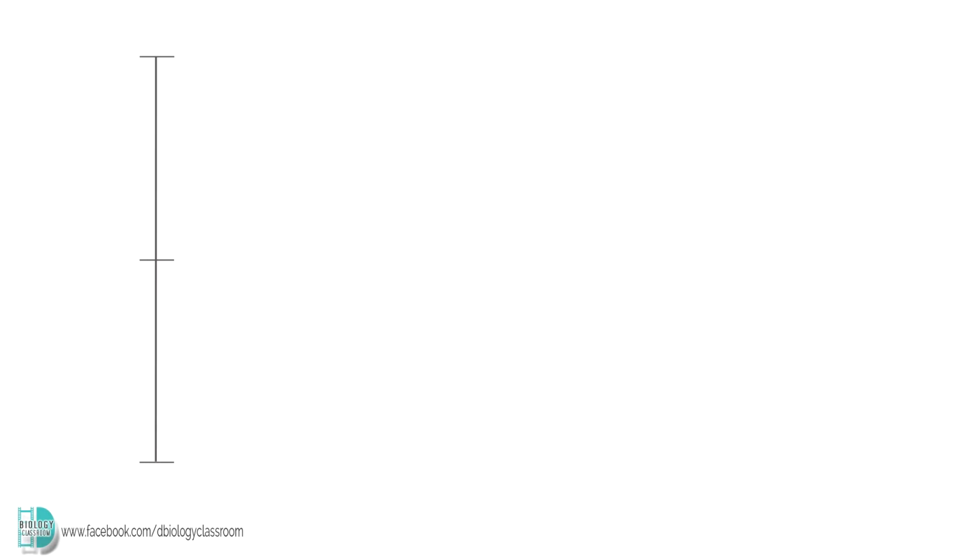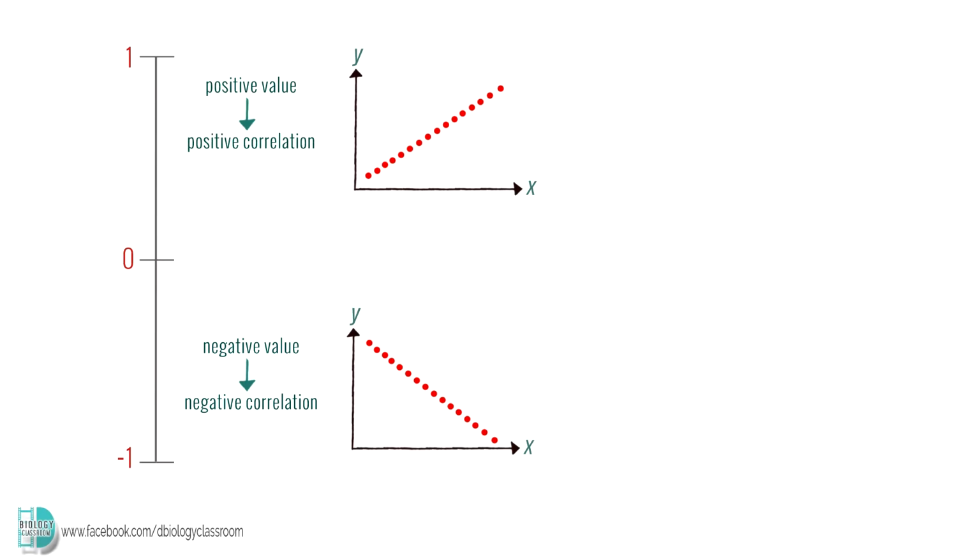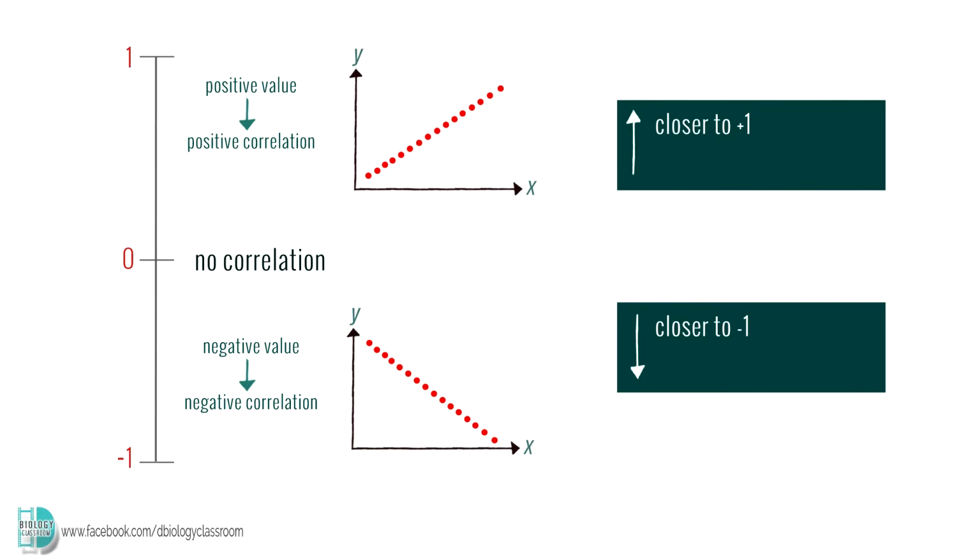The coefficient can range from -1 to +1. A negative value shows a negative correlation, and a positive value indicates a positive correlation. 0 means that there is no correlation between the variables. The closer the coefficient is to -1 or 1, the stronger the linear relationship is.